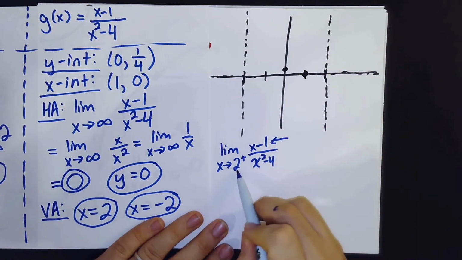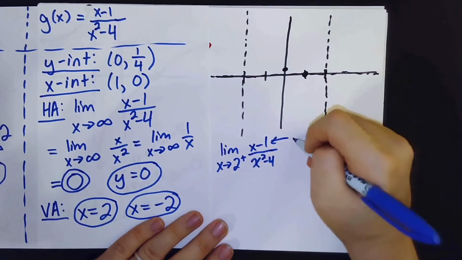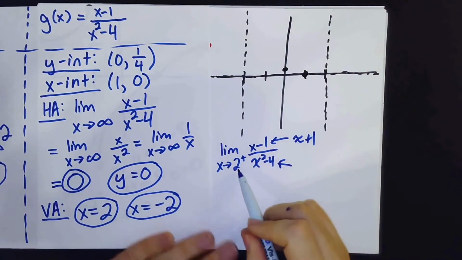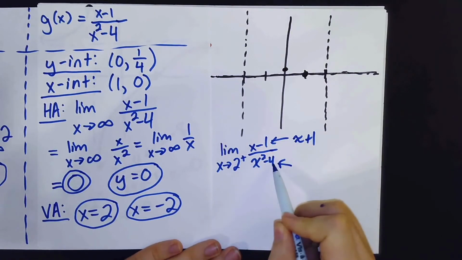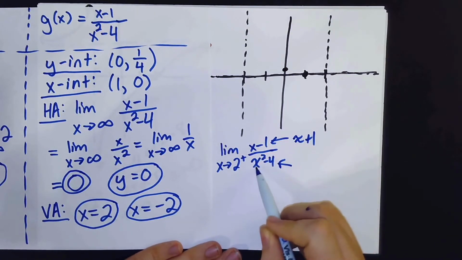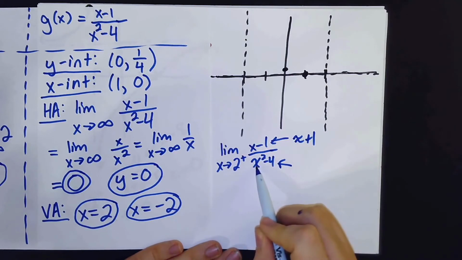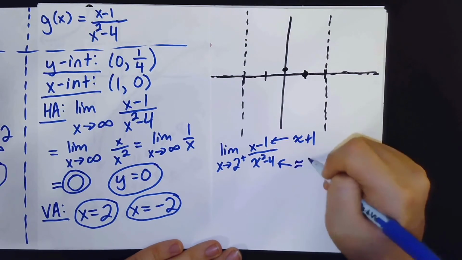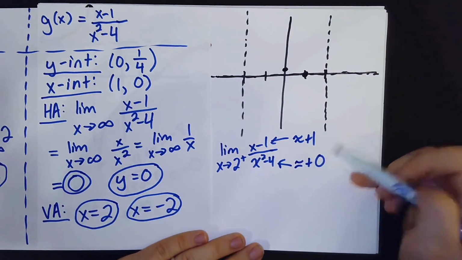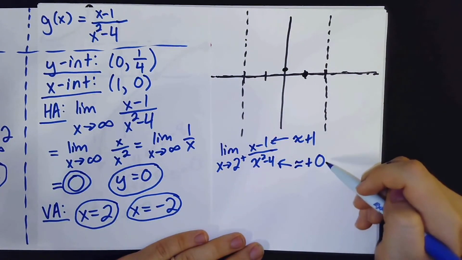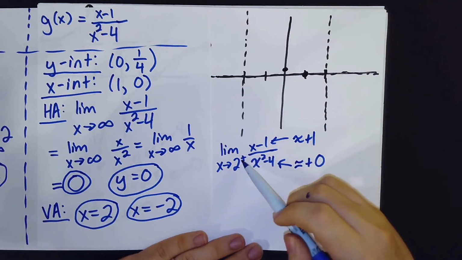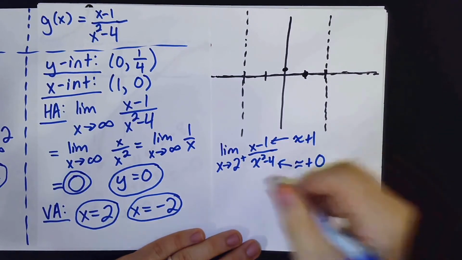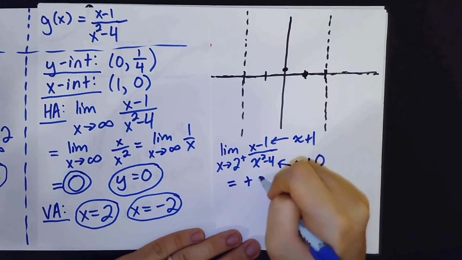Okay, x is a little bigger than 2, so this number's about plus 1. And if x is a little bigger than 2, x squared is a little bigger than 4, so x squared minus 4 is still going to be positive. So that will go ahead and give me my little plus 0. And so that means as I approach 2 from the right, this thing is going to plus infinity.